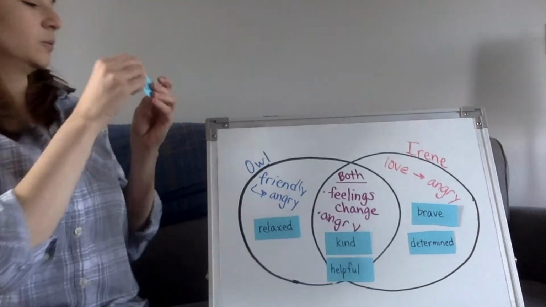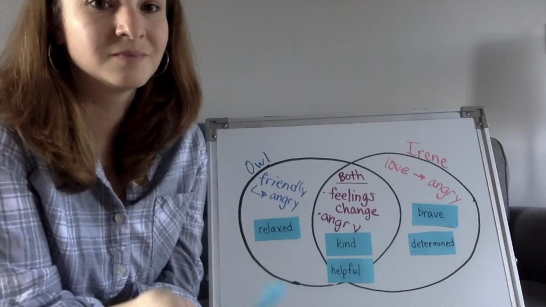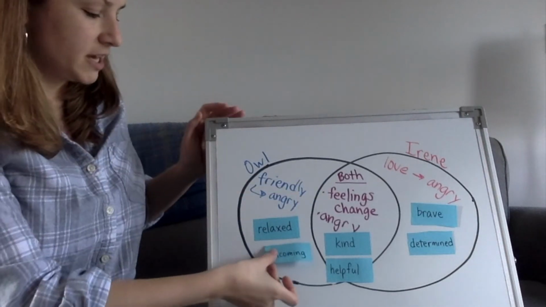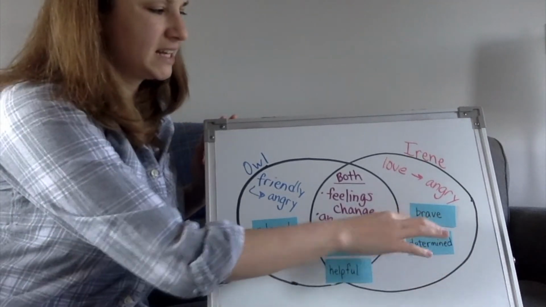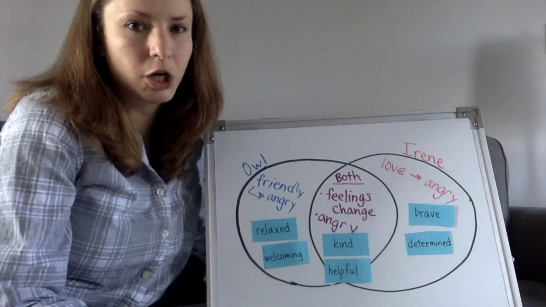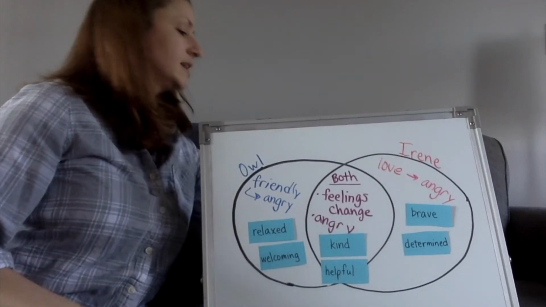Which character was welcoming? You know that Owl invited Winter in. That tells me that Owl was welcoming. I didn't really see anything that Irene said or did that made her welcoming. So that one just goes for Owl. The last one.